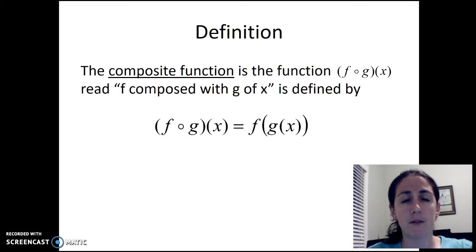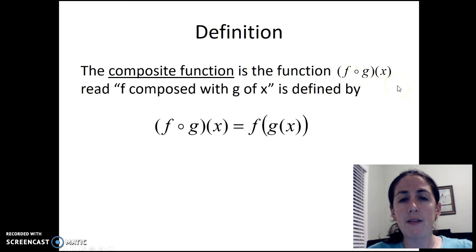Now let's define this other function called the composition function. The composite function is the function f, looks like a little open circle here. It's not the multiplication sign, it's an open circle rather than a closed dot, and then g of x. It kind of looks like it's fog, so maybe you remember learning this in high school called fog. This is read f composed with g of x.